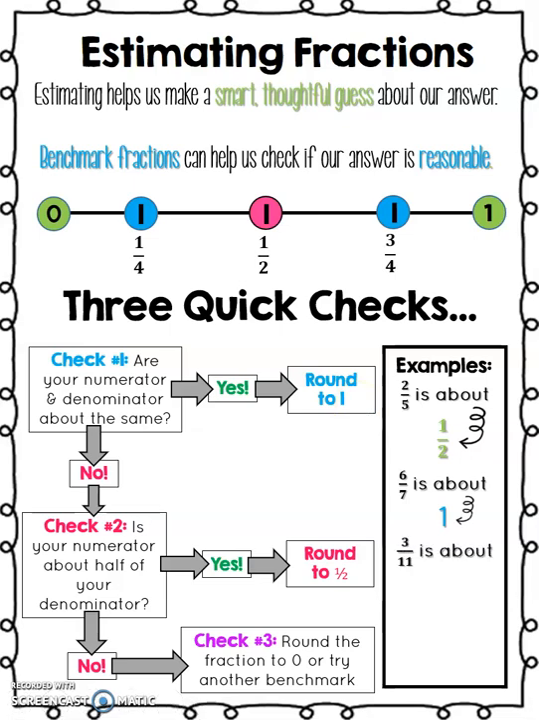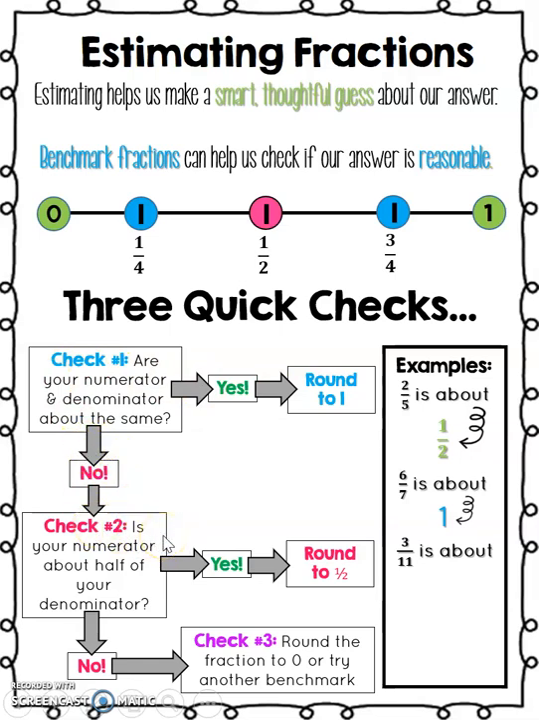What about 3/11? When I check through those, I'm looking first to see if my numerator and my denominator are about the same. 3 and 11 are not very close together, so I would say no to that one and move on to check number 2.